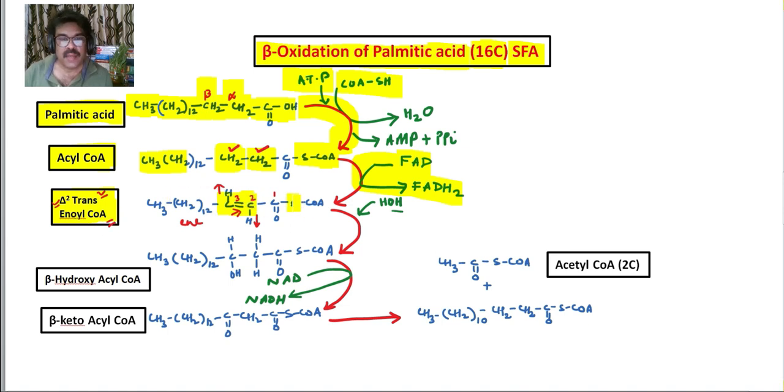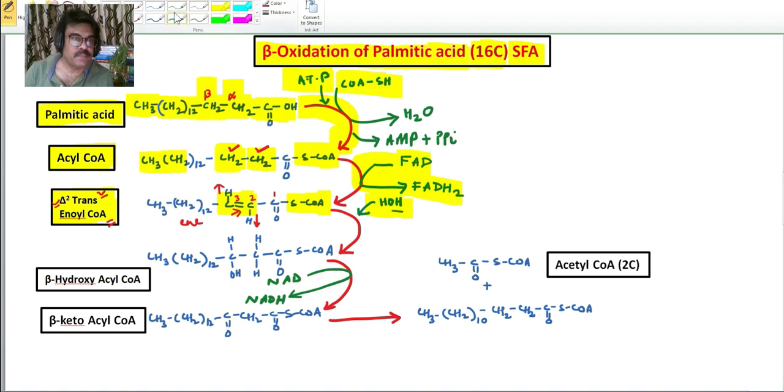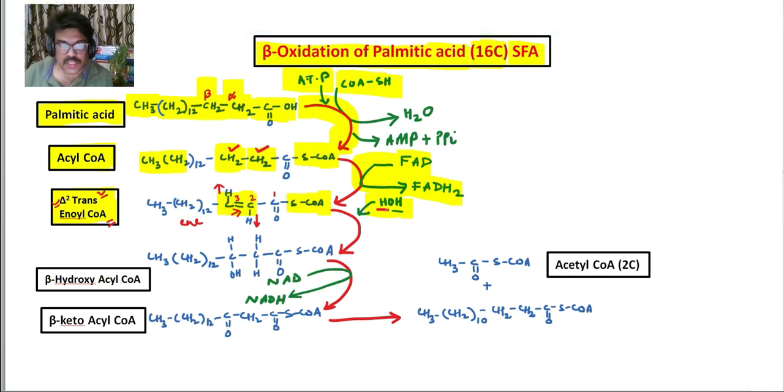enoyl coenzyme A. Now further, a molecule of water is added. So you see here the OH group comes to the beta position and H goes to alpha. See, OH comes at the beta position. So at the beta position we have a hydroxyl group. So this compound is known as beta hydroxyacyl coenzyme A.